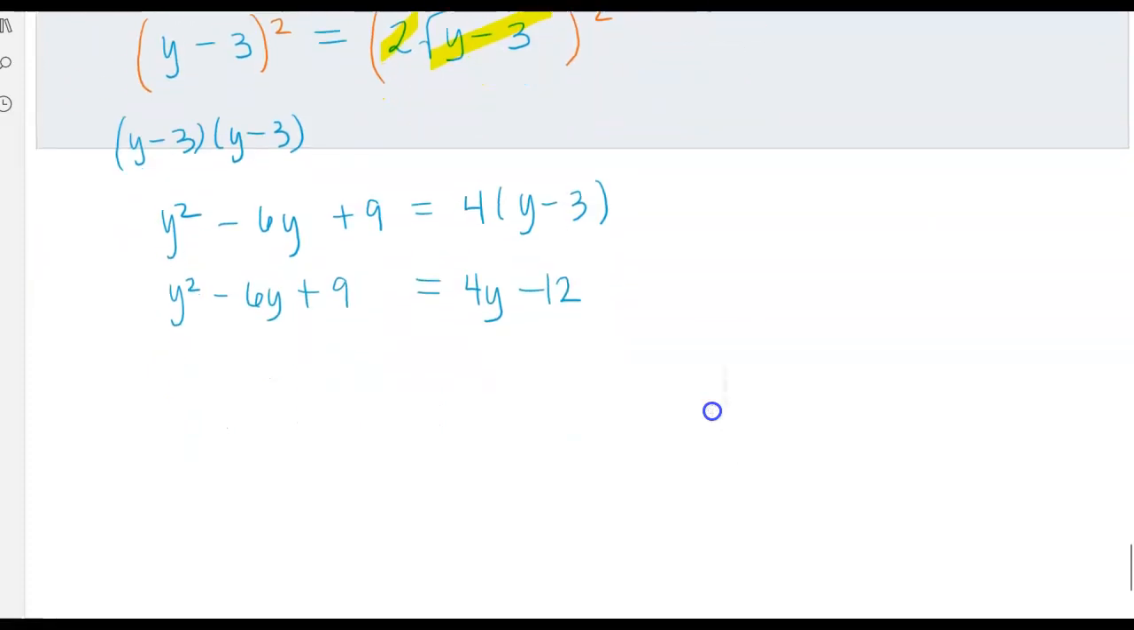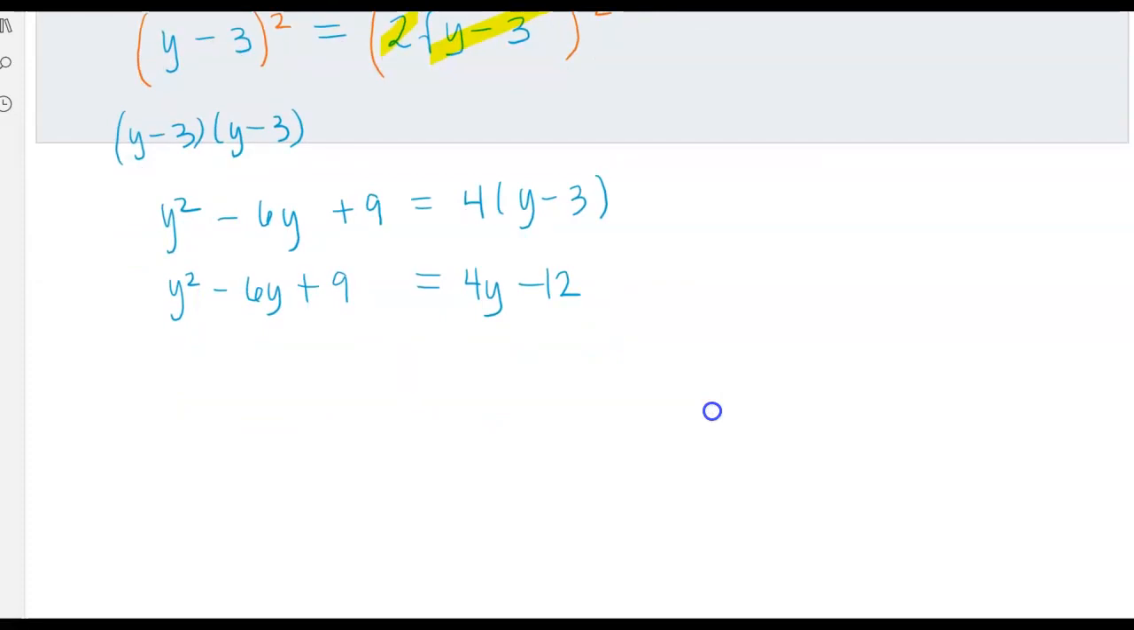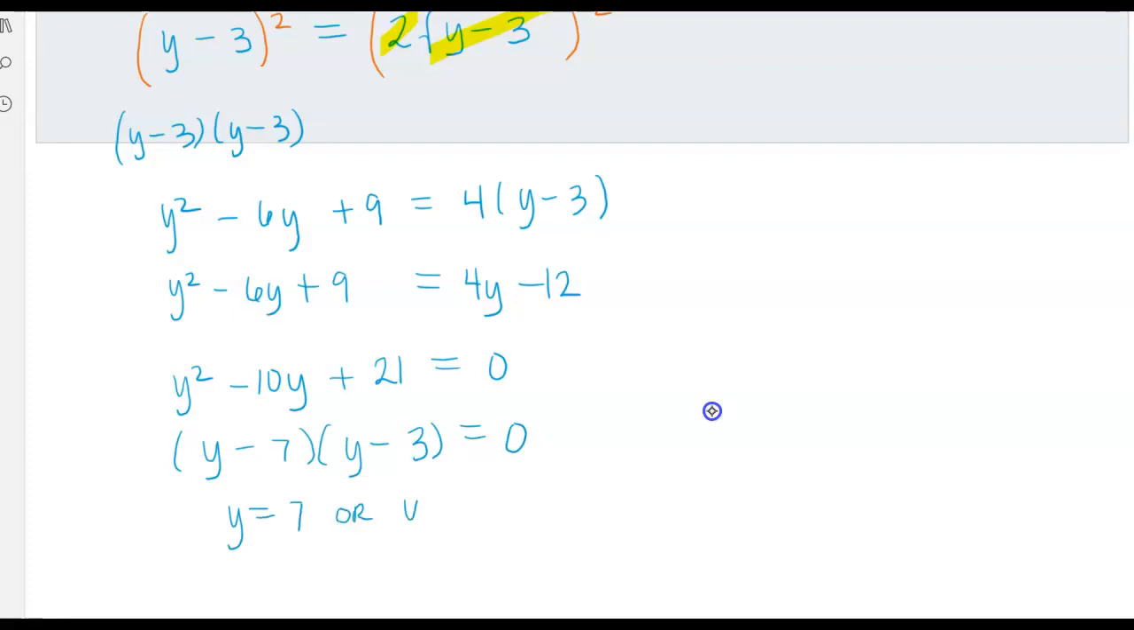All right, let's combine everything on one side because we've got a quadratic that we need to probably factor here. y squared minus 10y plus 21 equals 0. This factors into y minus 7 and y minus 3. So our two solutions are y equals 7 or y equals 3. You can go back to the original and check both of these, and they both work in the equation.